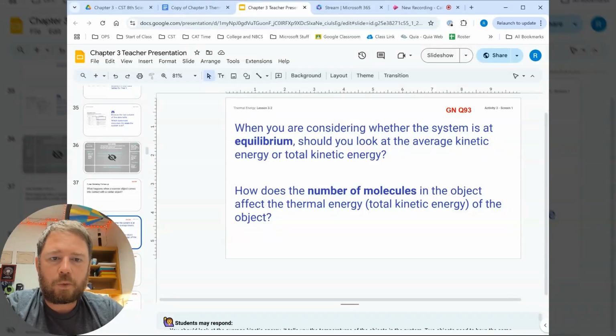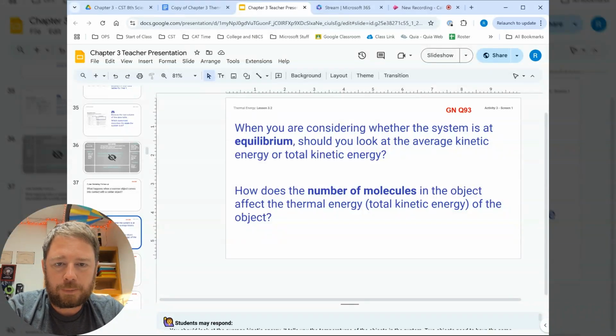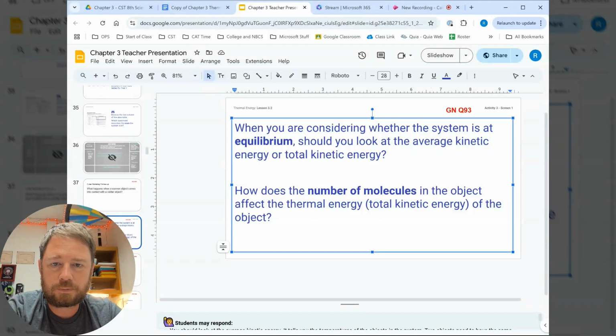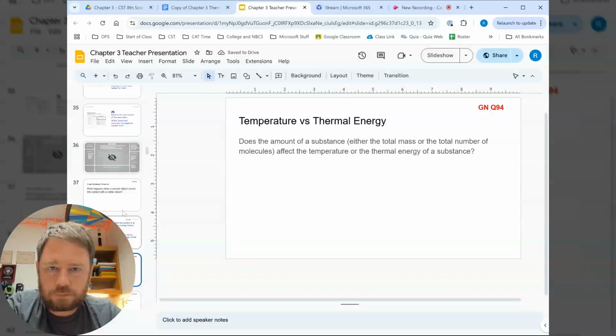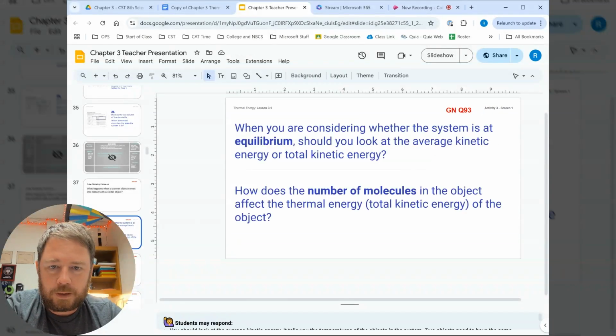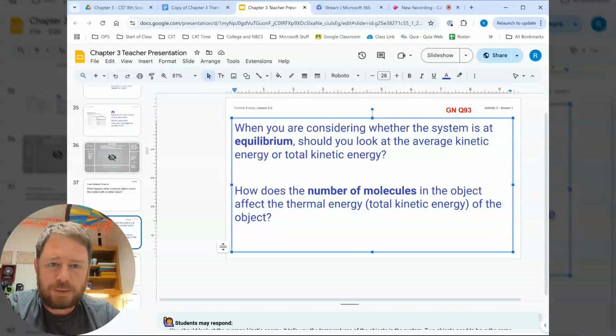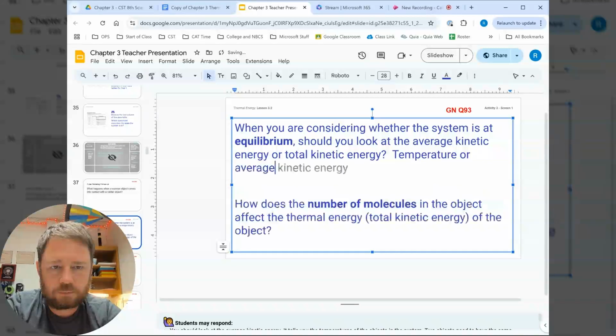When you're considering whether the system is at equilibrium, should you look at the average kinetic energy, which is the temperature, or the total kinetic energy, which is thermal energy? So, what do you think right now? All right, the answer here is you should look at the temperature, which would be the average. So, temperature or average is the answer.